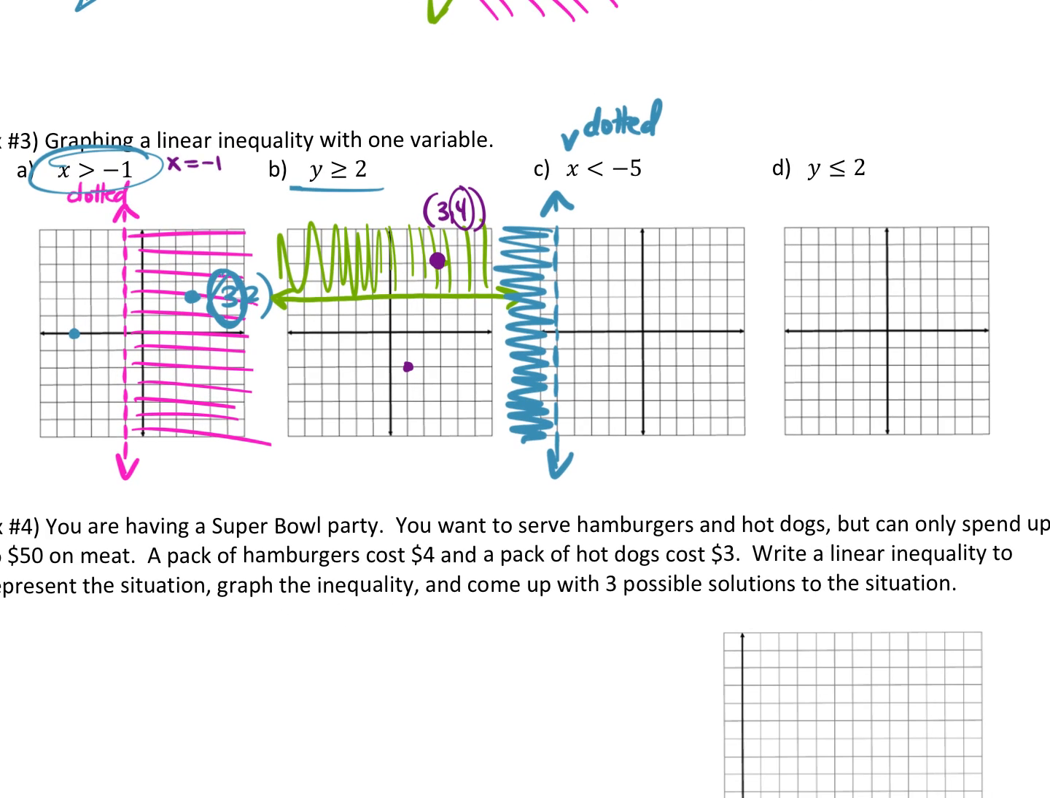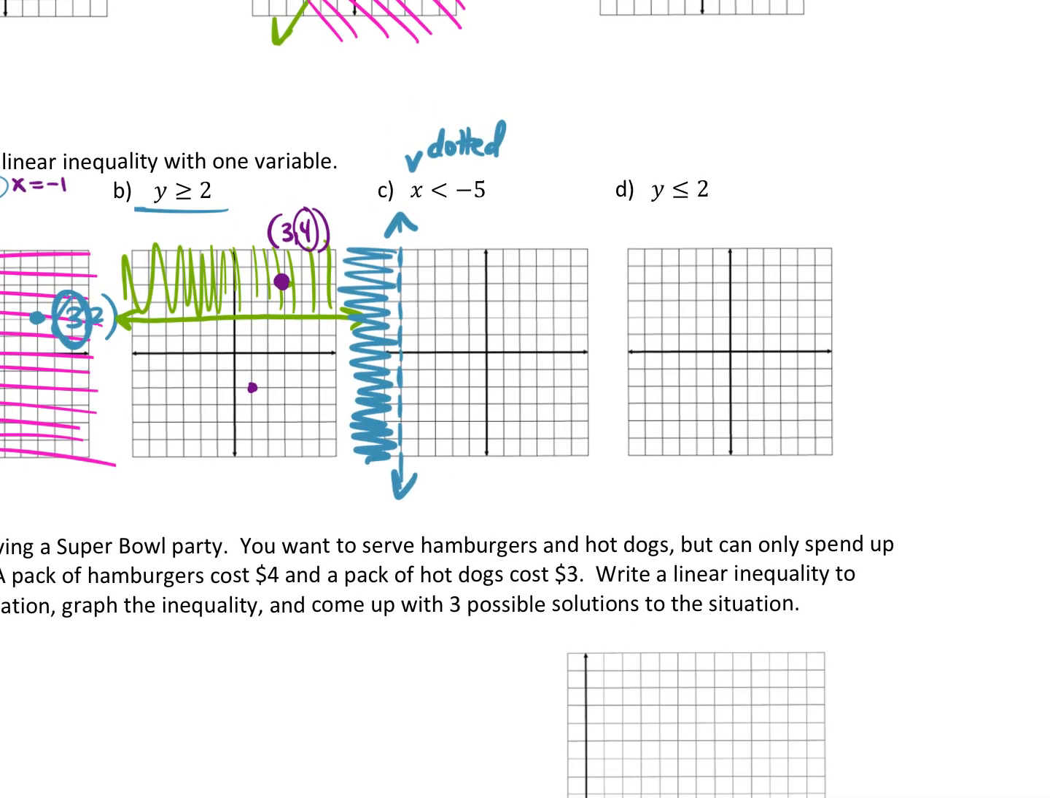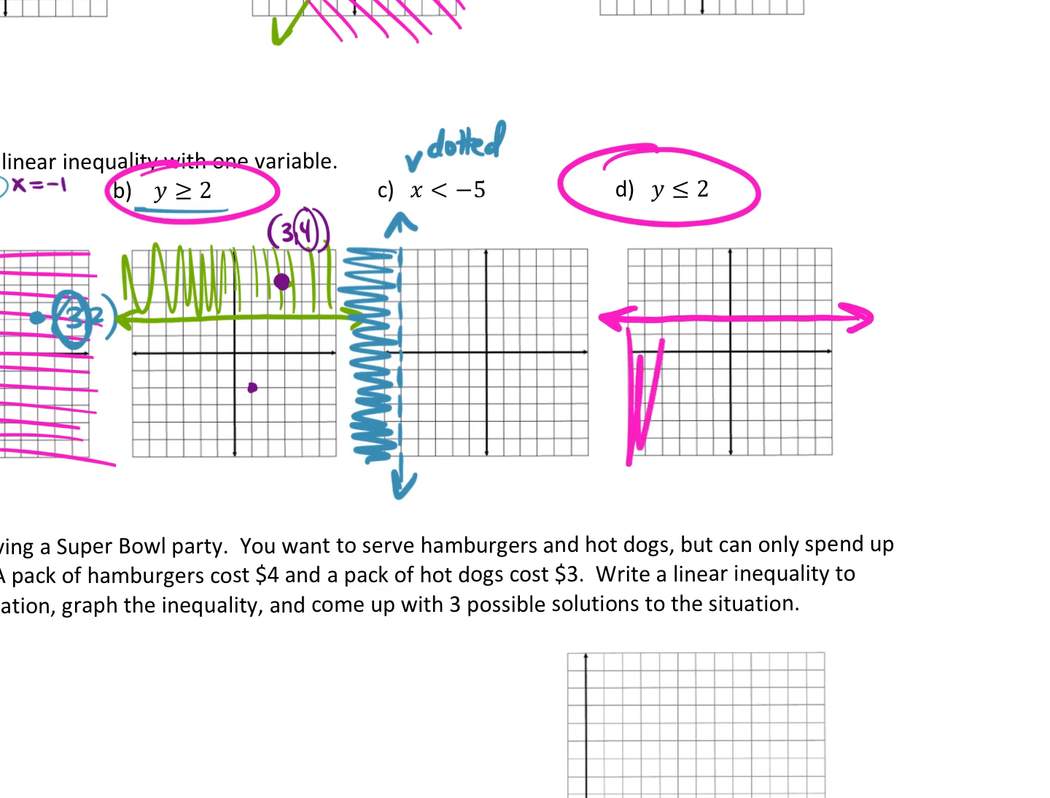Okay, last one. y is less than or equal to 2. Notice, very similar, right? y is greater than or equal to 2, y is less than or equal to 2. It's the same line. It's right here. But we shade where? Less than. We're going down with it. So that's here.